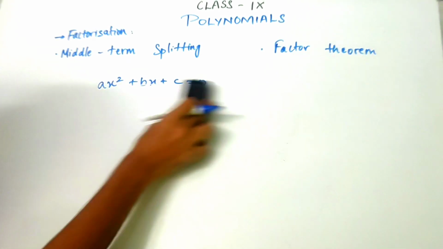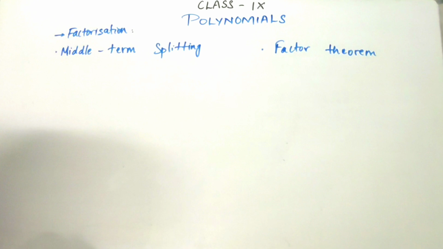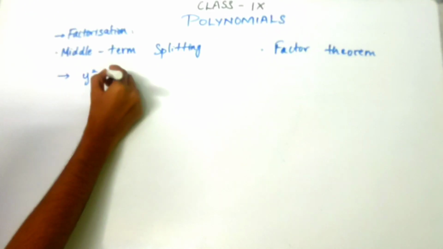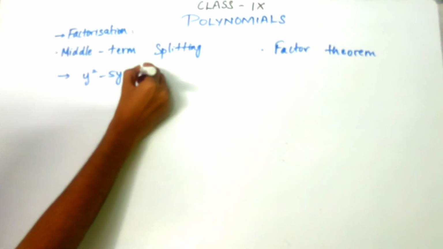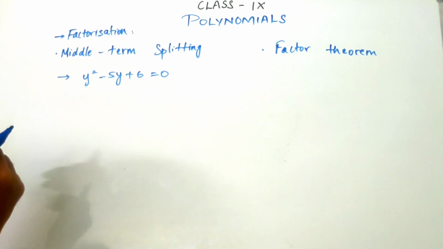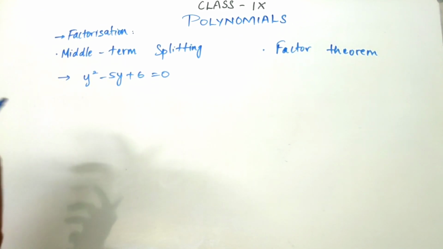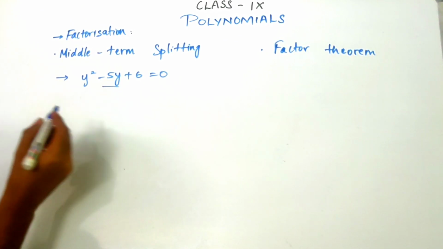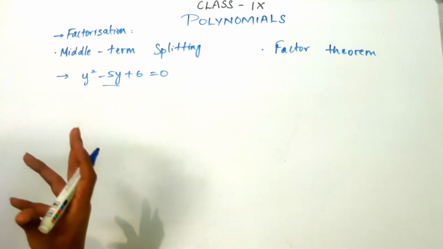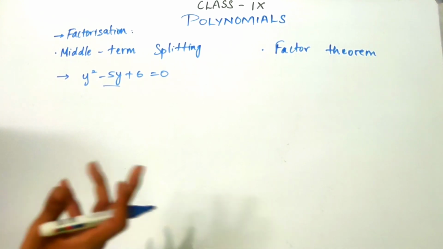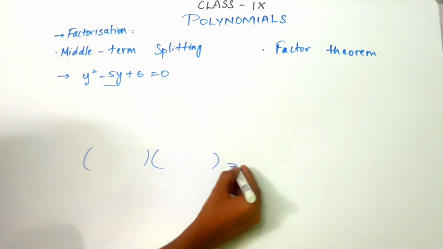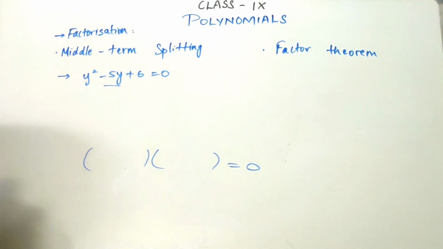So let us try to understand the middle term splitting method using an example. The first example I will be using is y square minus 5y plus 6 equals 0. We will be doing middle term splitting. Now what exactly is middle term splitting? Well, I will be splitting the middle term, nothing else. I will be splitting this minus 5y to my convenience, such that I can do this factorization and finally arrive at two product terms equal to 0.